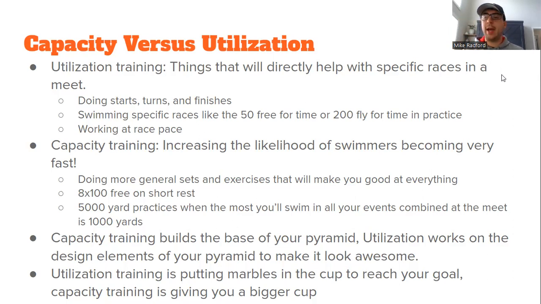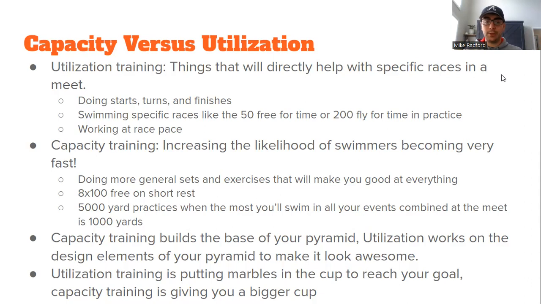Or in general, just doing practices that are 5,000 yards long, when your swimmer might show up to a swim meet and all their events combined, even if they have a 500 free and a 200 IM, might only be 1,000 yards of total swimming in the meet that day, right? Or that weekend. So another way to think about it is capacity training.